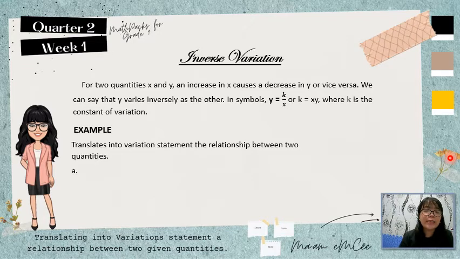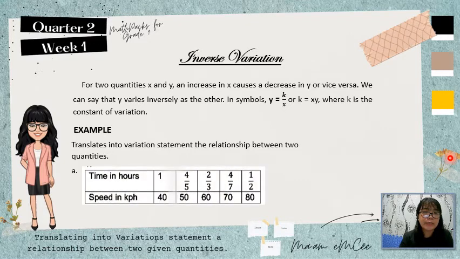Translate into a variation statement the relationship between two quantities. So we have here our table of values. For the first row, we have time in hours, that is 1, 4/5, 2/3, 4/7, 1/2. And then we have here the speed in kilometers per hour, so that is 40, 50, 60, 70, 80.